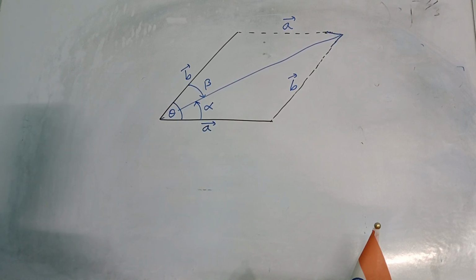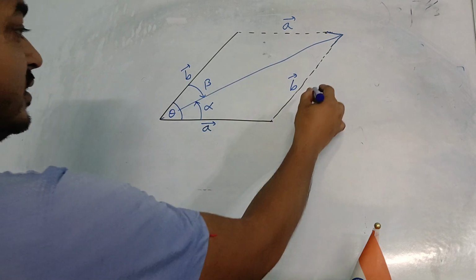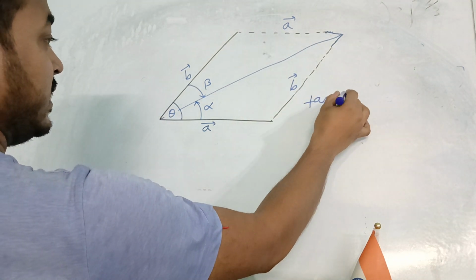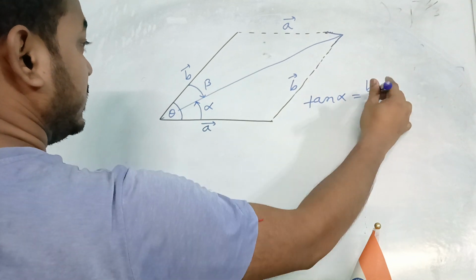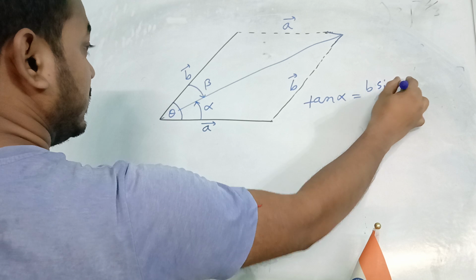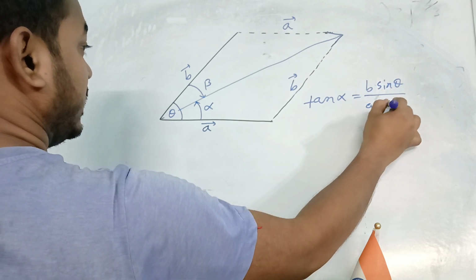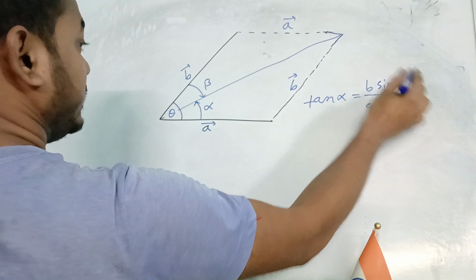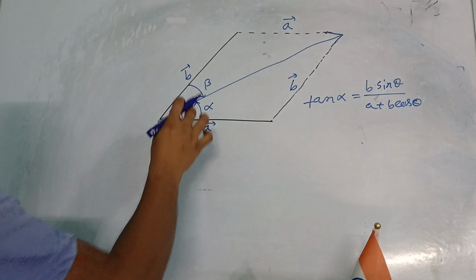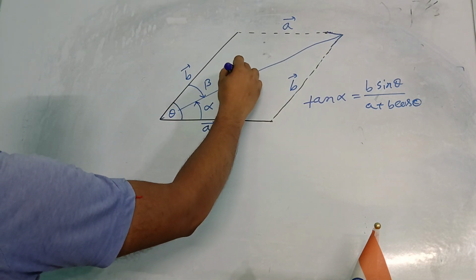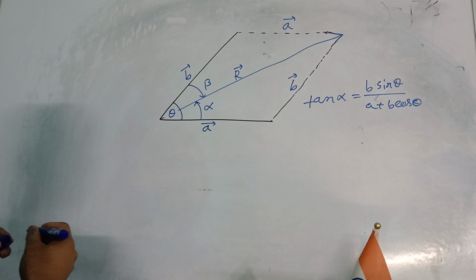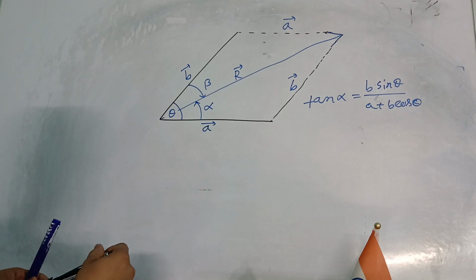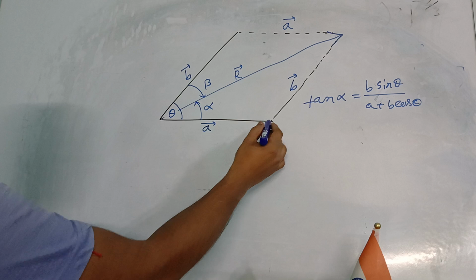Now, as we know, the tan alpha part is done. Tan alpha is equal to B sin theta divided by A plus B cos theta. Now our aim is what? We want to find the angle between the resultant vector R and the vector B. So for this we have to use another trick. So what is the trick? We do one thing, extend this one.